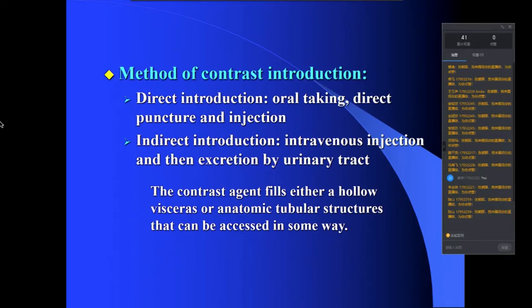The contrast agent can be introduced directly or indirectly. The direct introduction includes oral taking of contrast agent and direct injection of contrast agent after puncture at the target area. And the indirect introduction is usually used in intravenous pyelography. The contrast agent is injected intravenously first, and then it is excreted by the urinary tract. The introduced contrast agent fills either hollow vessels or anatomic tubular structures and makes them displayed.